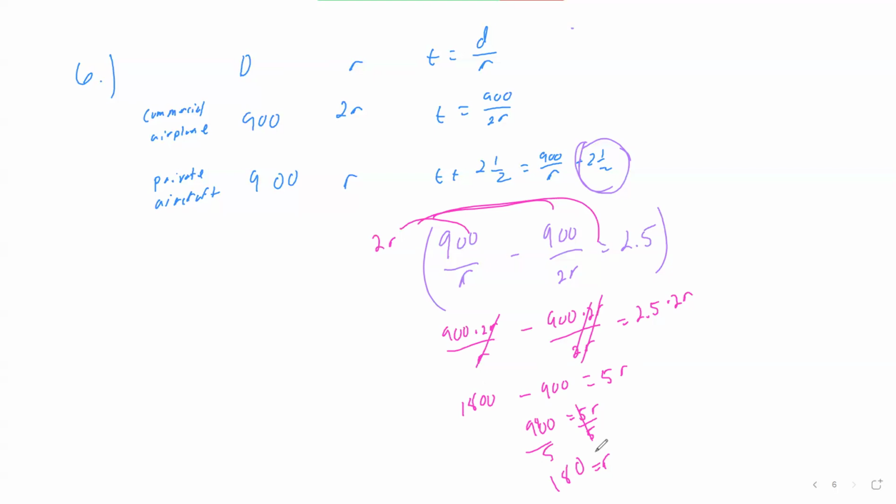What was the original question? What is the speed of each airplane? So the commercial travels twice that, so 360 miles per hour, and the private aircraft can only travel 180 miles per hour.